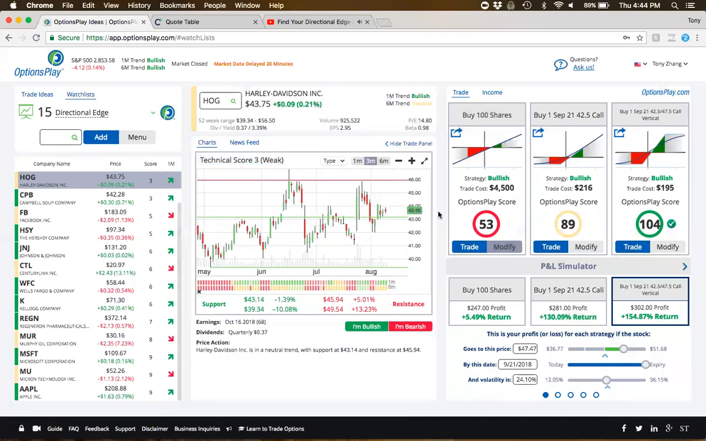opportunities. So once you've identified these types of bullish opportunities, that's really where you can leverage OptionsPlay to quickly identify how to take advantage or how to profit from the move on these underlying stocks. And that's where really the trading tab comes in.